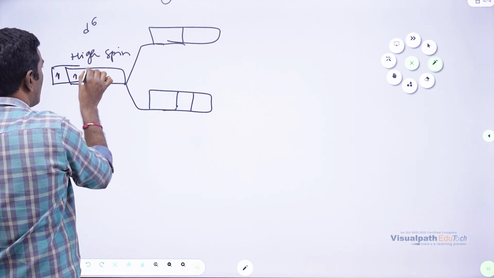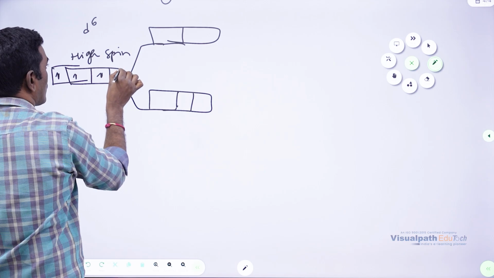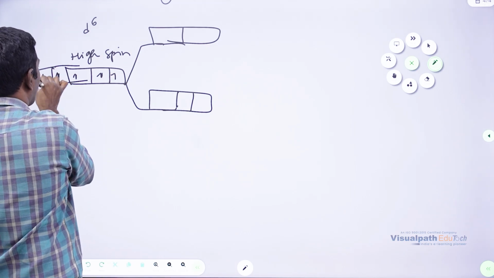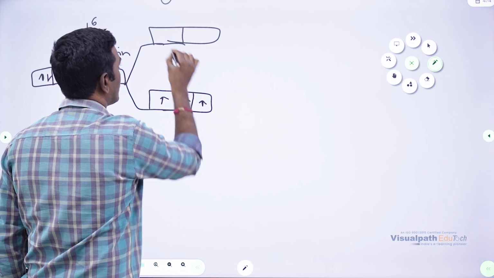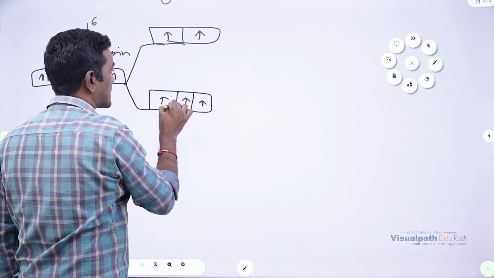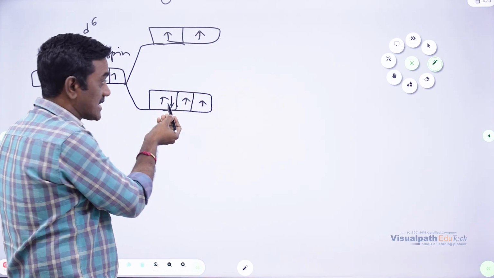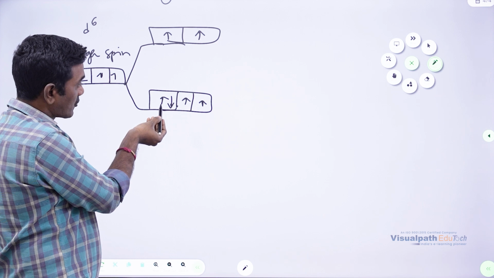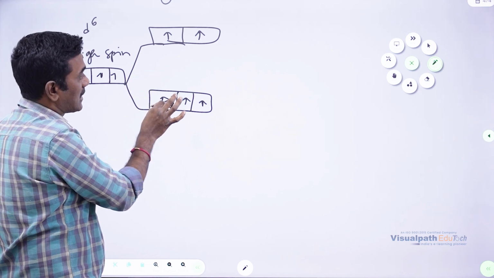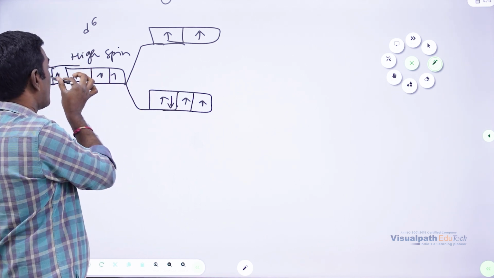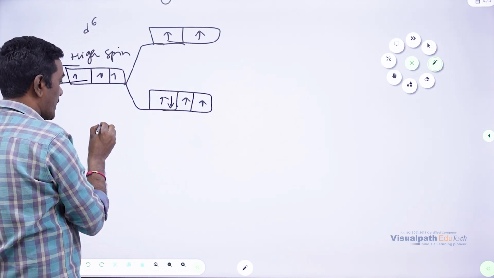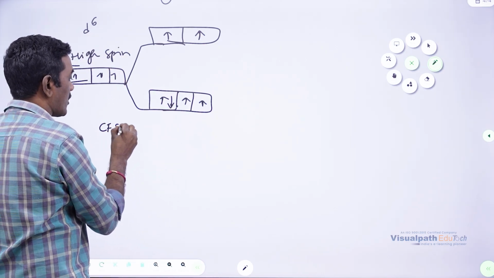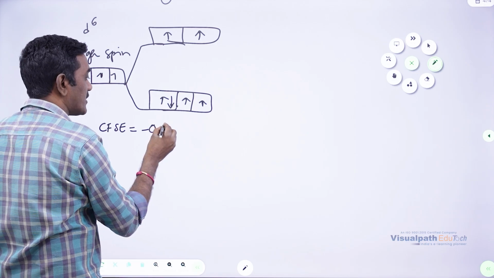One, two, three, four, five. Sixth electron: one, two, three, four, five and six. Here we can see pairing. One paired electron after the ligand approaches, one paired electron before. So there is no need to discuss pairing here. For the CFSE calculation we have to see minus 0.4.